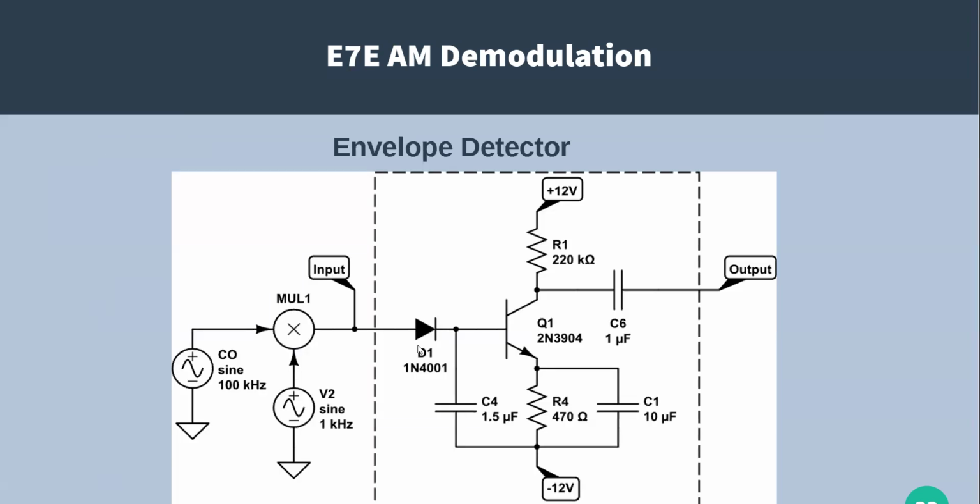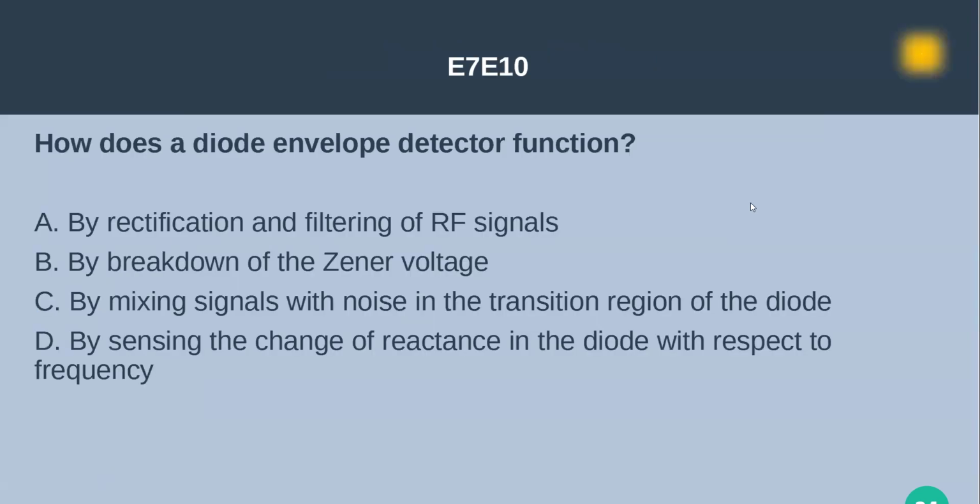This is a typical one, and you're feeding it into a little following amplifier to drive the output. So it's essentially just that diode and a capacitor. How does the diode envelope detector function?